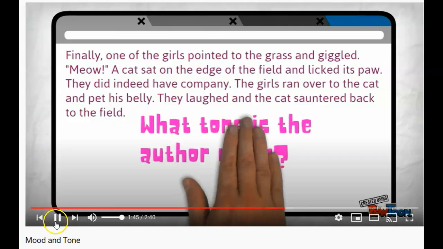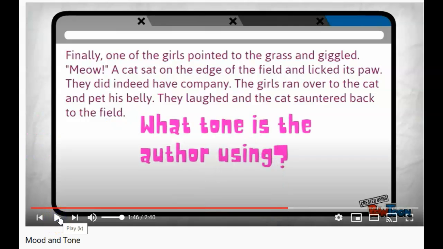Finally, one of the girls pointed to the grass and giggled. Meow! A cat sat on the edge of the field and licked its paw. They did indeed have company. The girls ran over to the cat and pet his belly. They laughed, and the cat sauntered back to the field.